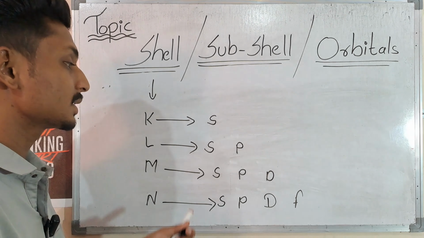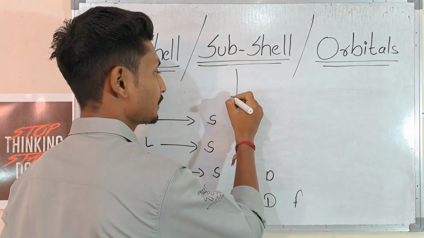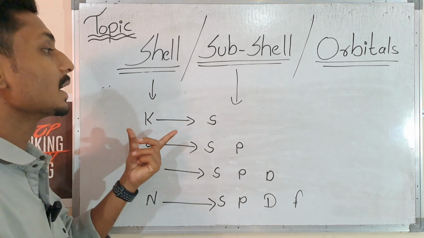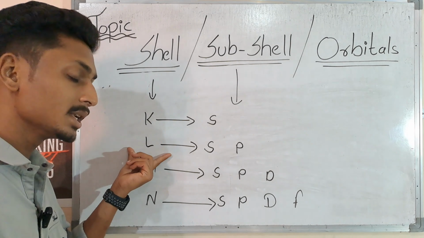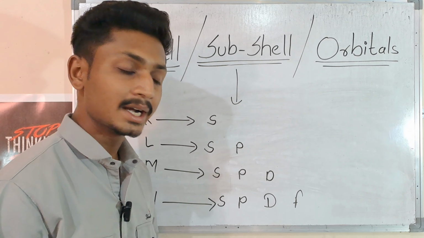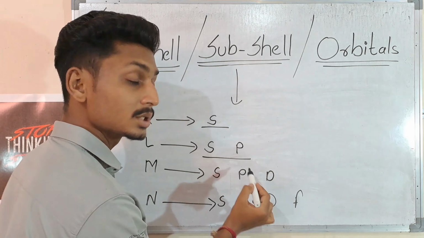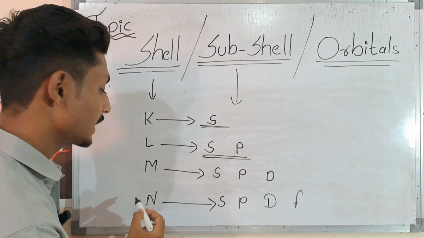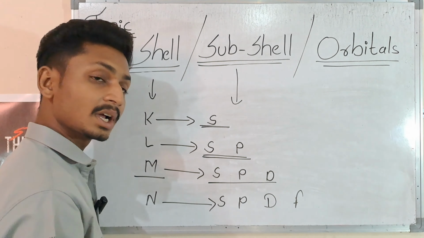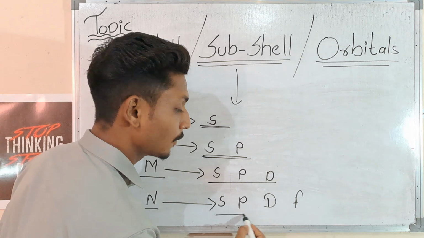Which are represented by S, P, D, and F. We have only 4 types of subshell: S, P, D, and F. But shell K contains only 1 subshell, and L shell contains 2 subshells. Means first energy level contains only 1 subshell. Second energy level contains two subshells. Then third energy level means M shell contains 3 subshells. Then fourth energy level N shell contains 4 subshells.